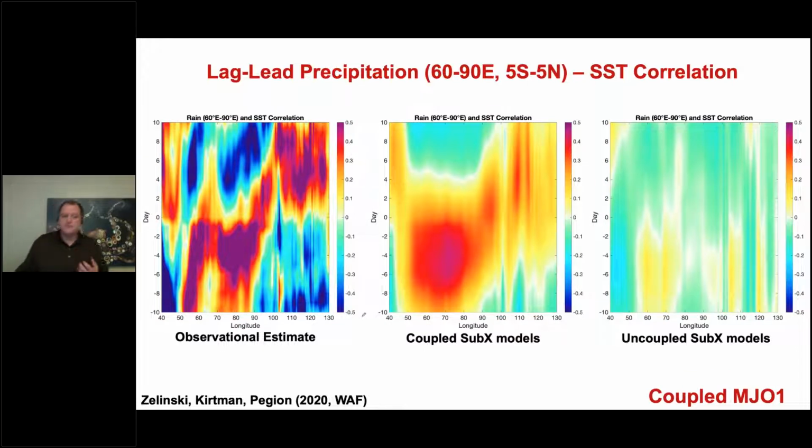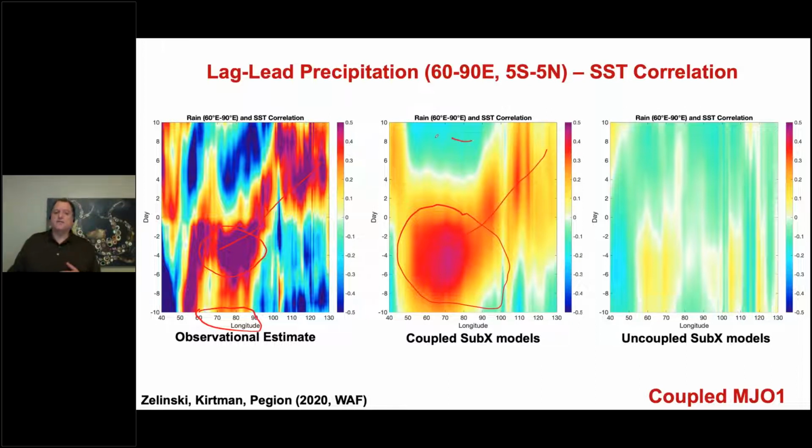Let's take the coupled event. So here things are a little bit different. Again, same rainfall index over this region, 5 north, 5 south, same kind of lag lead plot. Again, SST and precipitation, strong correlation in advance, weaker correlation, and you see some hints of that propagation. And again, when you look at the SubX coupled models, you see that basic characteristic.